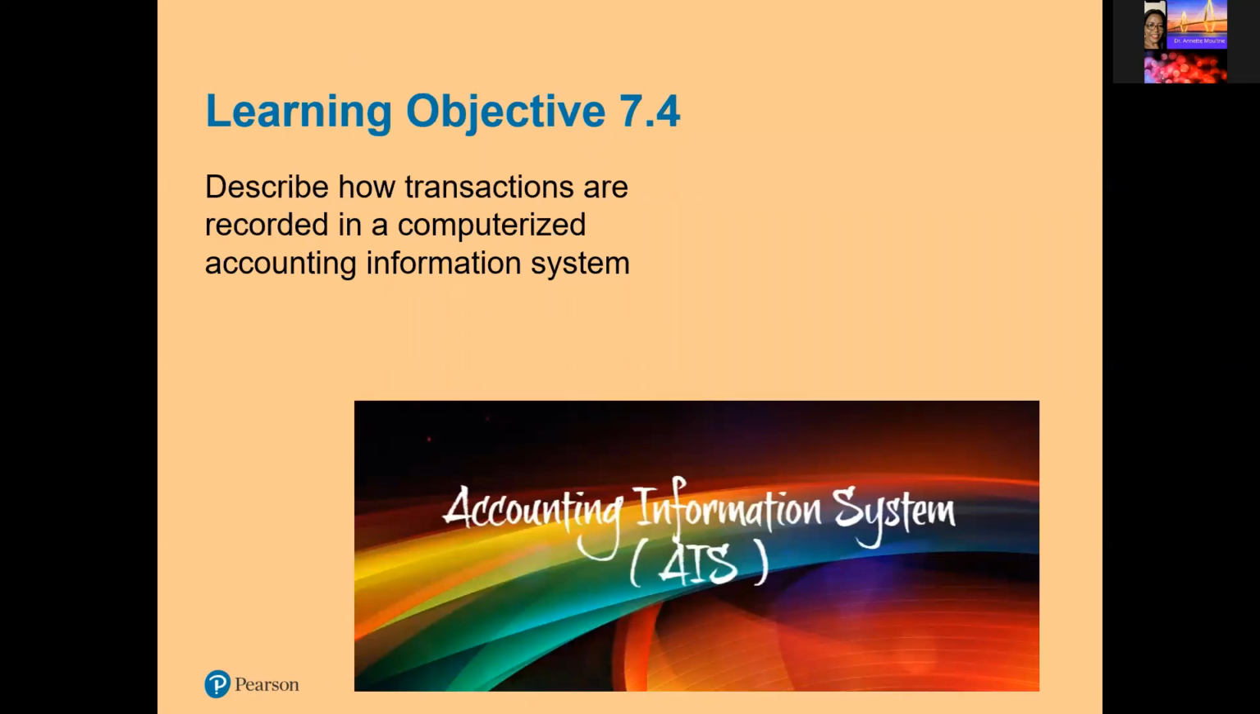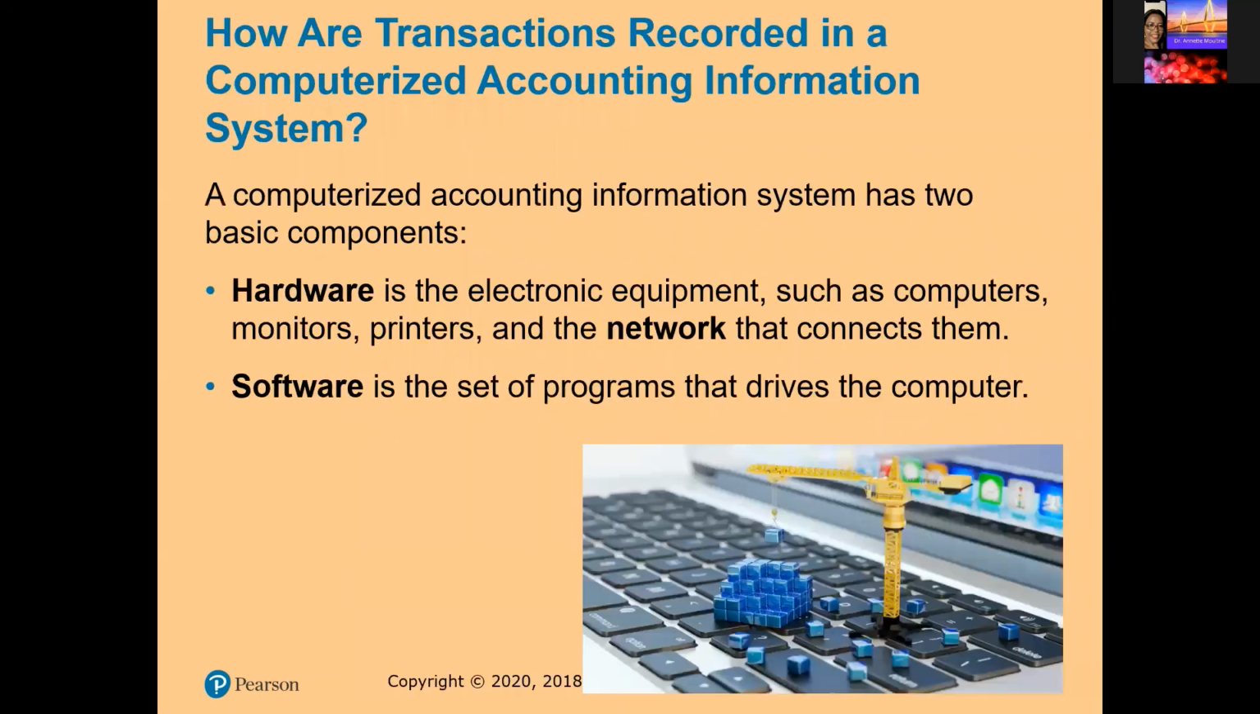Learning Objective 7.4. Describe how transactions are recorded in a computerized accounting information system. So how are transactions recorded in a computerized accounting information system? Well, a computerized accounting information system has 2 basic components, hardware and software.